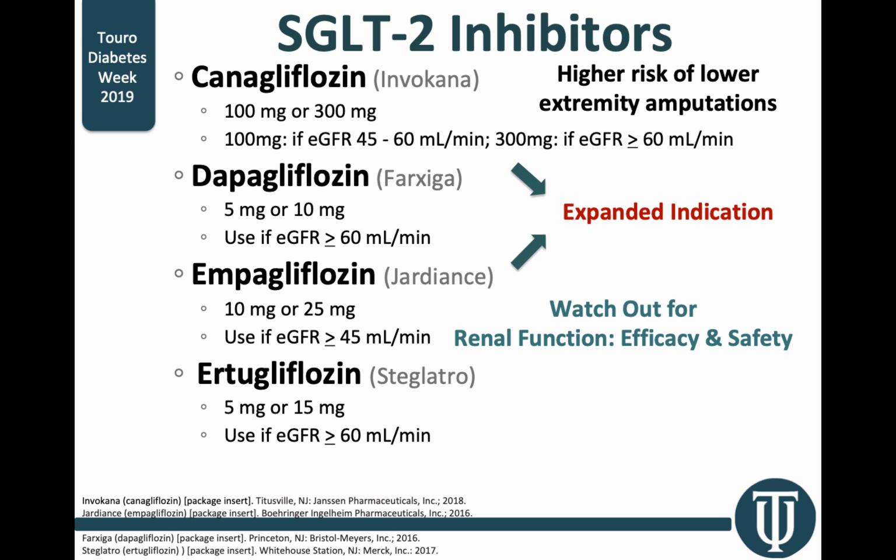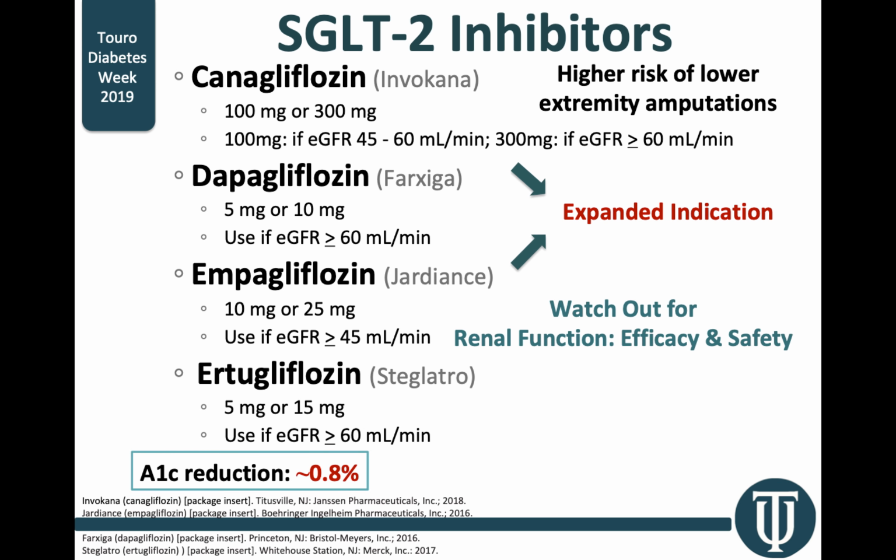Another important point only applies to canagliflozin. So the CANVAS trial has shown that canagliflozin has a higher risk of lower extremity amputation. So the most important thing to remember for this from a safety standpoint is if the patient has a history of any ulcer, this is not an agent for the patient.